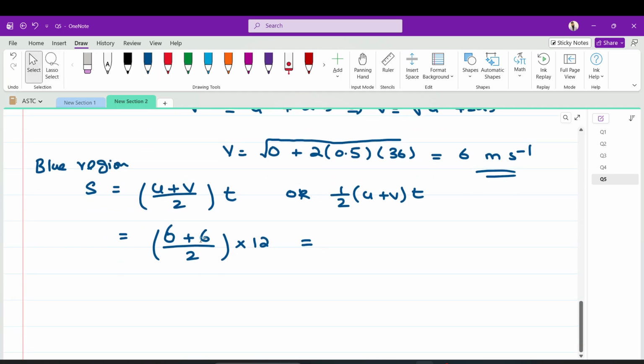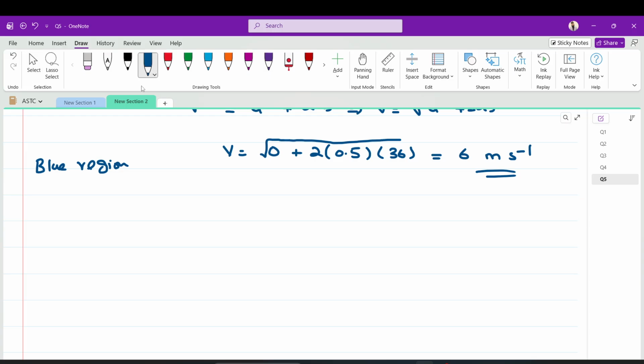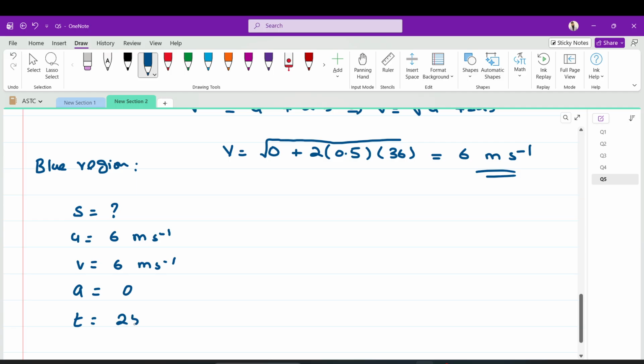Let me write down the values first, the data that's given to us. In the blue region, S is what we need to find. Initial velocity is 6. The final velocity is also going to be 6 because it is constant. Therefore, A is equal to 0 and T is equal to 25 seconds. So we can use any equation. Okay, so I'm choosing this equation.